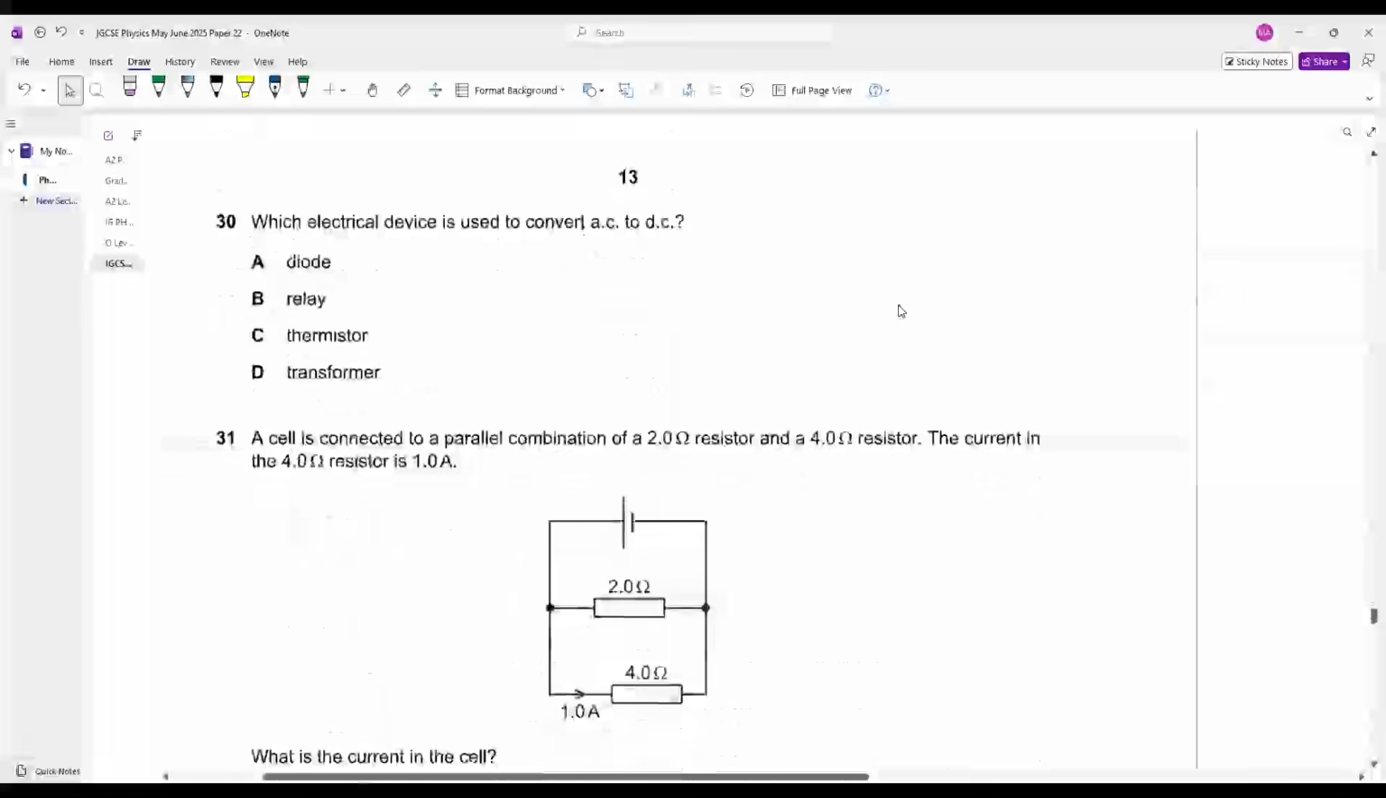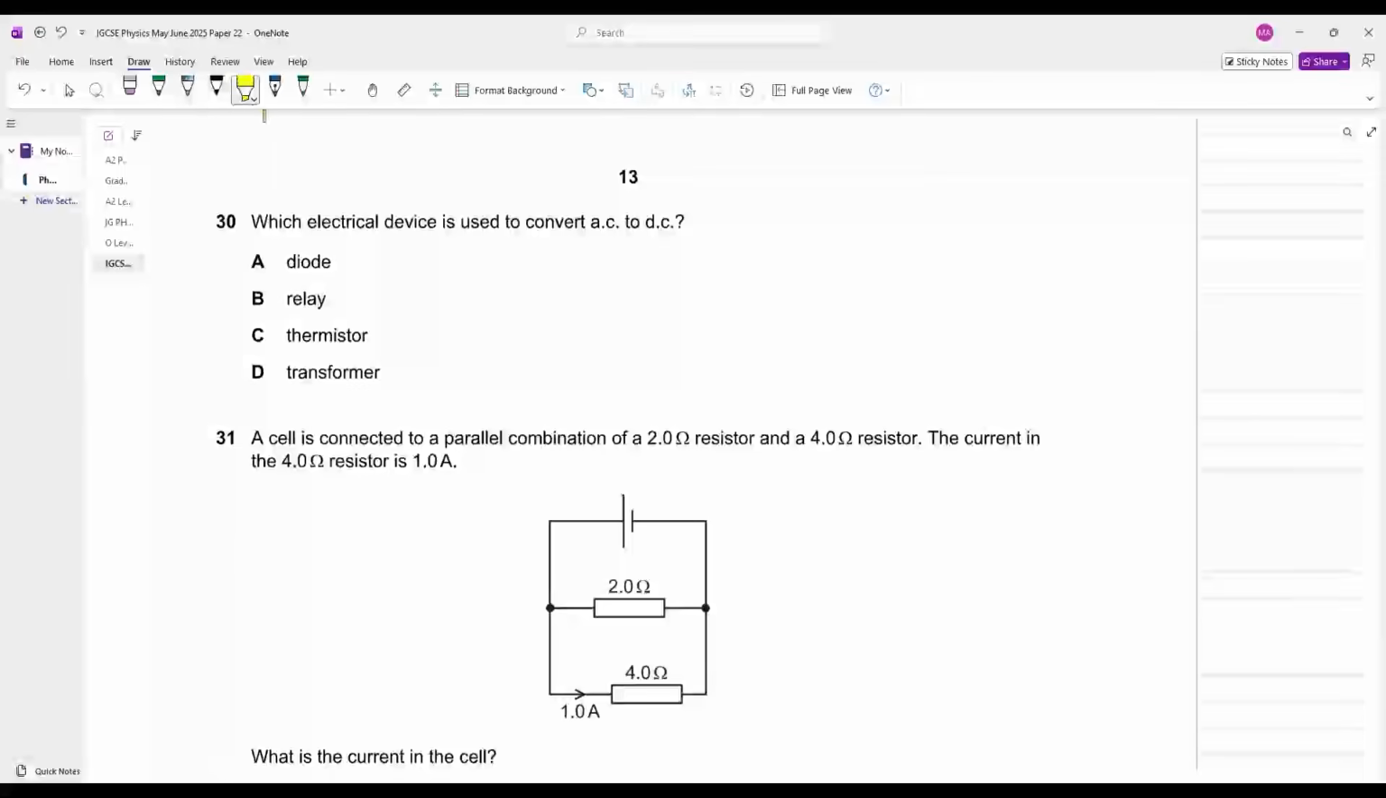Which electrical device is used to convert AC to DC? Diode. A is your answer.